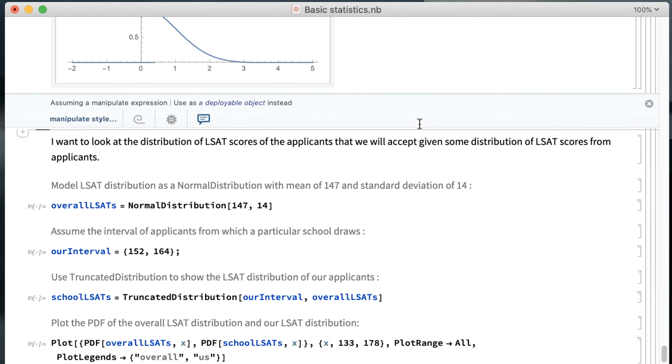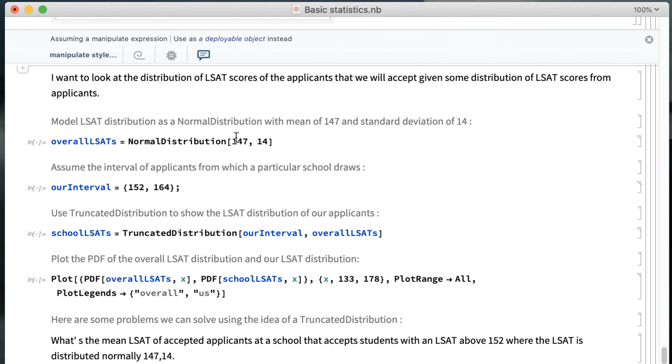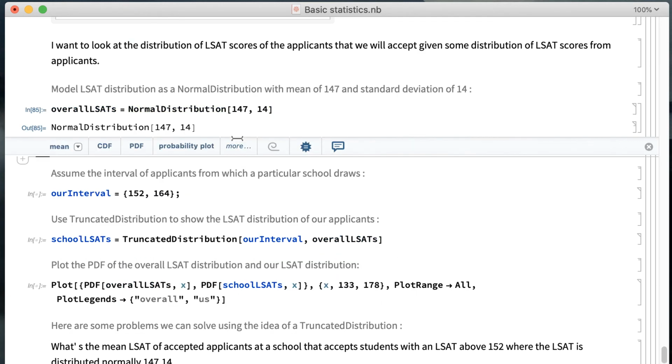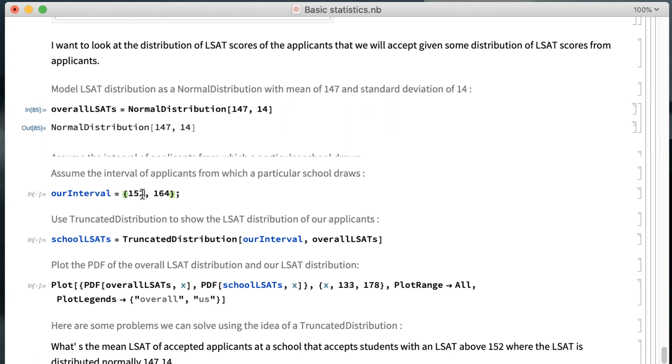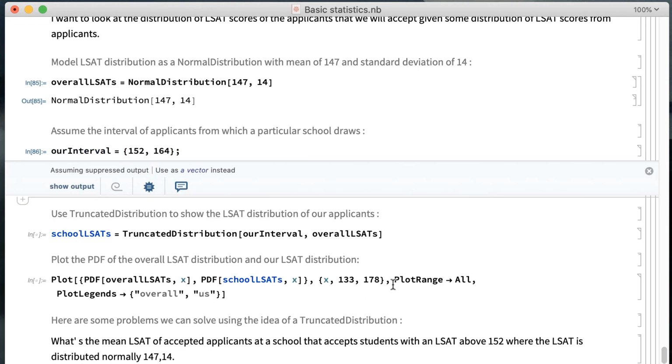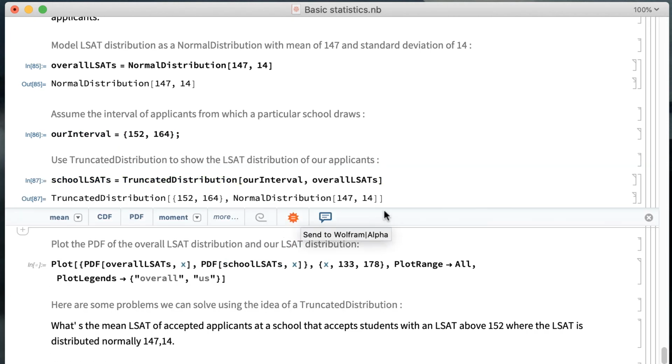It's often useful, supposing that I have a bunch of applicants to law school. They have LSAT scores, and here's what our distribution looks like. This is what the applicant pool looks like. Assume it's a normal distribution with a mean of 147 and a standard deviation of 14. But we basically only draw from the 152s to 164s. And so I might want to know, what does the distribution look like of our applicant pool? So I'm going to form a truncated distribution, truncating over our interval based on our original distribution.